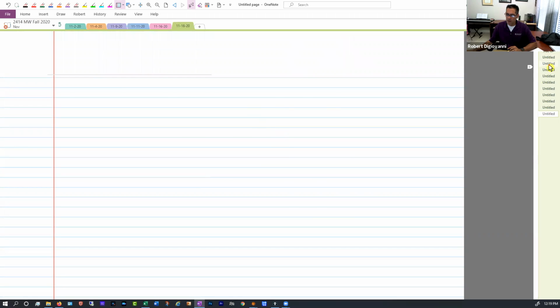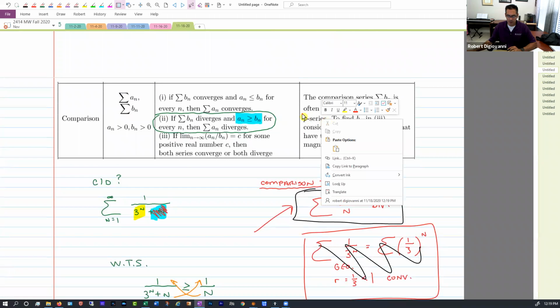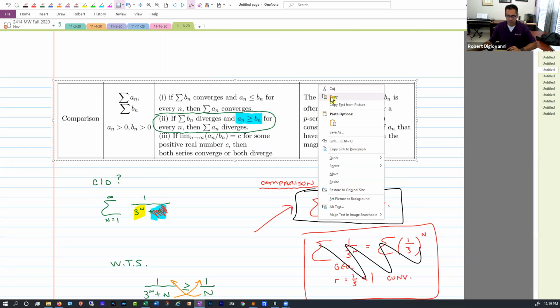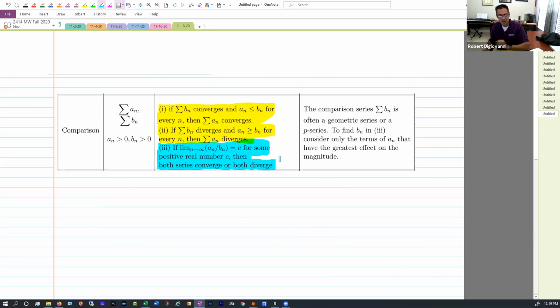All right. Now, when we were looking at the comparison test, what we've done so far is we've seen what happens if we compare it to something that's converging, and then here we compare it to something that's diverging. We've addressed those two. There's a third part to the comparison test, which in my opinion should almost be its own little thing. This should be almost its own test.